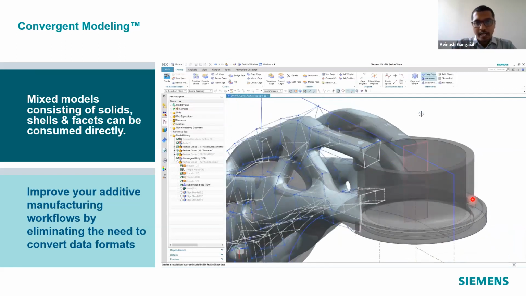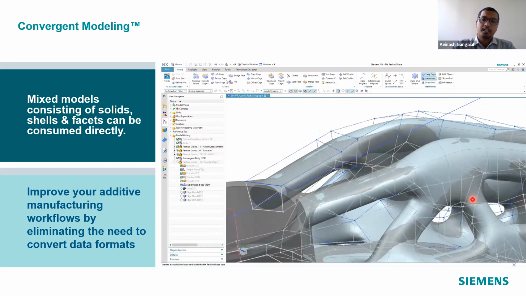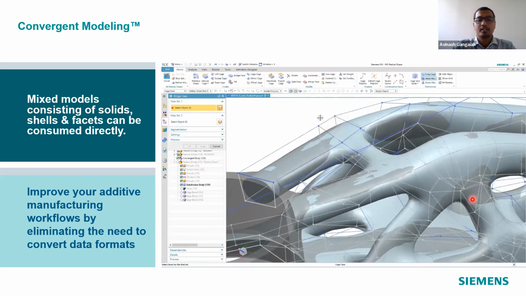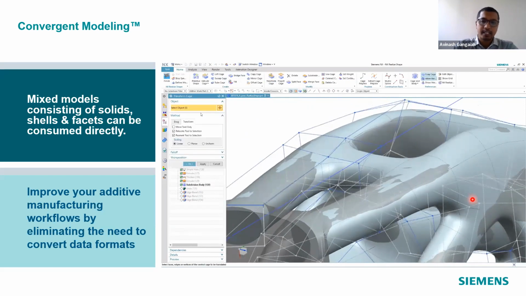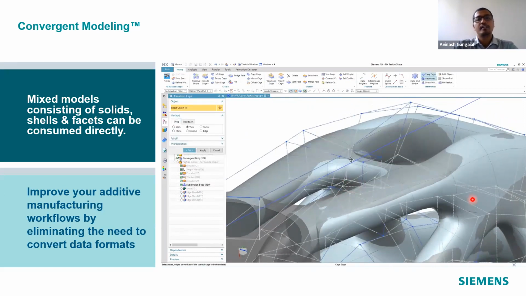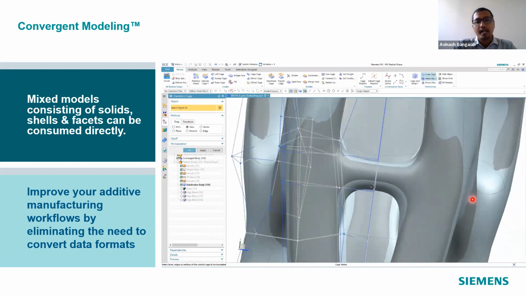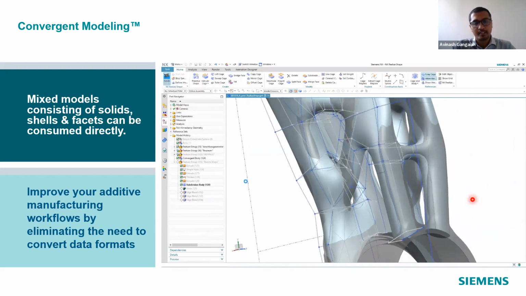Now, what usually happens is, you would have seen a lot of engineers spend a lot of time, because they have to convert the imported mesh data or 3D scan data into a solid first or a surface first, and then convert it into a solid, and then make it really editable or reusable. This in itself is a big challenge, right?